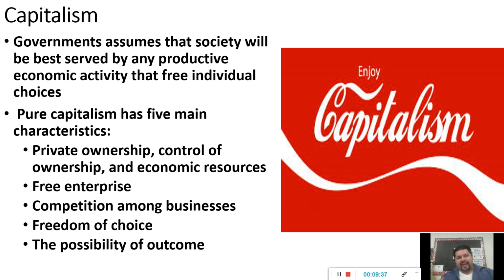So that's the thing with the possibility outcome. If a company knows they're going to be saved, whether they succeed or fail, they might not have the incentive to not take so many risks, not do something stupid that might cause the business to collapse, things like that.